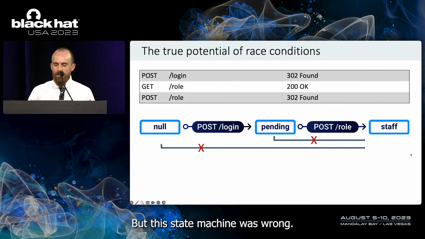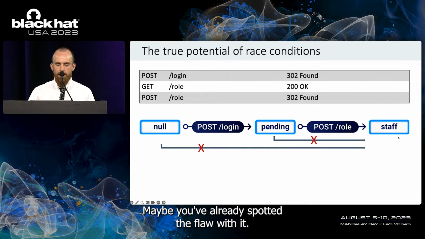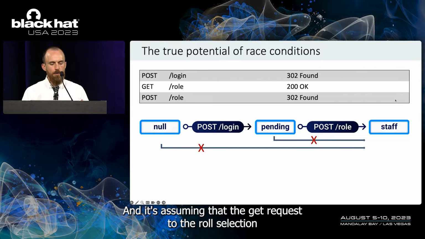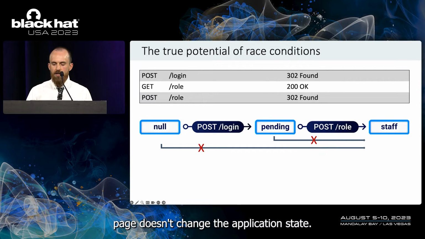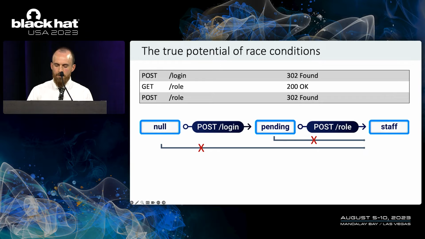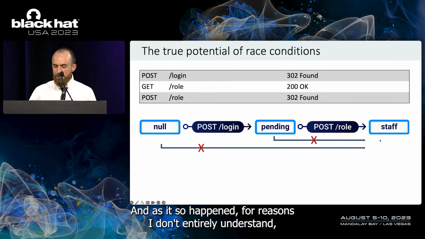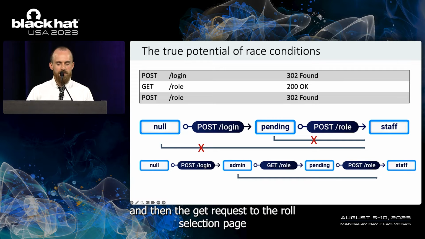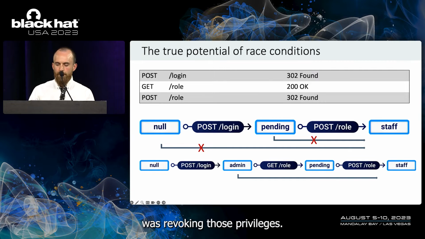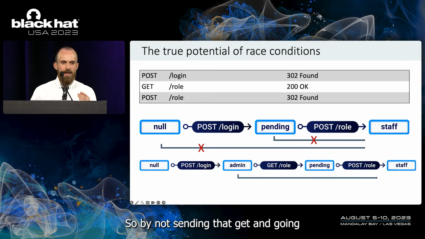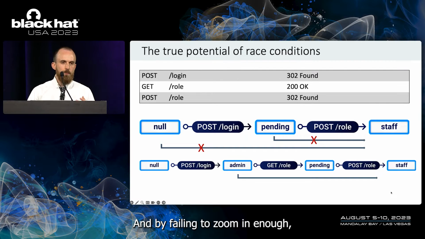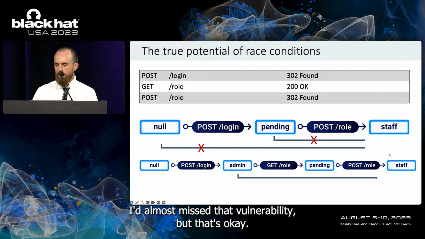But this state machine was wrong. Maybe you've already spotted the flaw with it. It's not zoomed in enough, and it's assuming that the GET request to the role selection page doesn't change the application state. And as it so happened, for reasons I don't entirely understand, the application was creating every session with administrative privileges, and then the GET request to the role selection page was revoking those privileges. So by not sending that GET and going straight to the back end, anyone could get admin access. And by failing to zoom in enough, I'd almost missed that vulnerability.